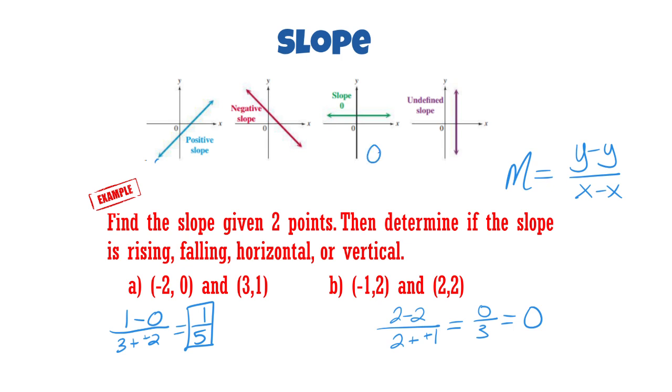So this is going to be something like 0 over some number. If you have it the other way around, some number over 0, that's considered undefined, and that would be a vertical line. But my example on B looks like it's going to be a horizontal line. So when they're asking me rising, falling, horizontal, or vertical, since I got a 0 slope, I have a horizontal line.